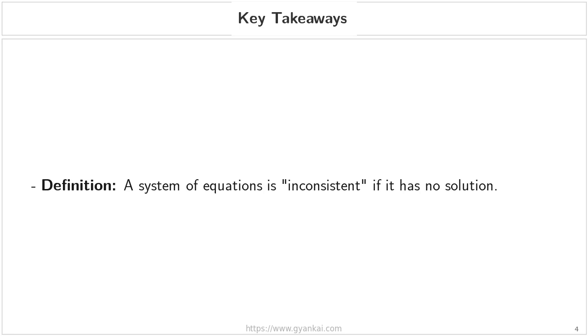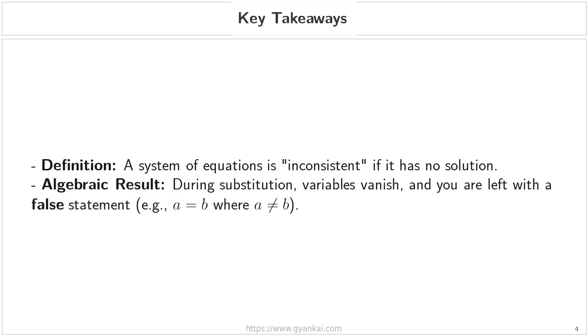First, let's revisit our formal definition. A system of equations is officially called inconsistent whenever it has no solution. This is exactly what we saw in our taxi fare example. There was simply no point where the two costs matched.